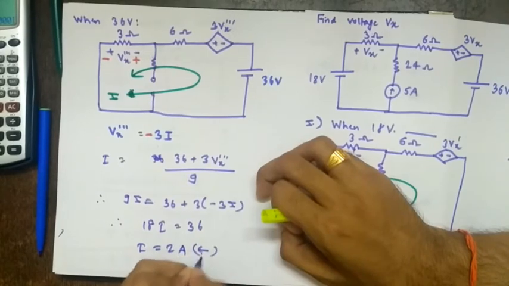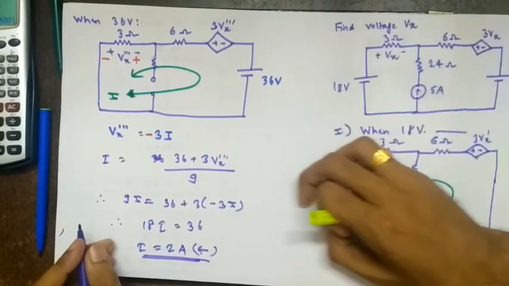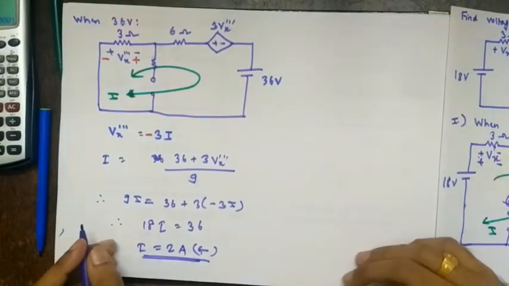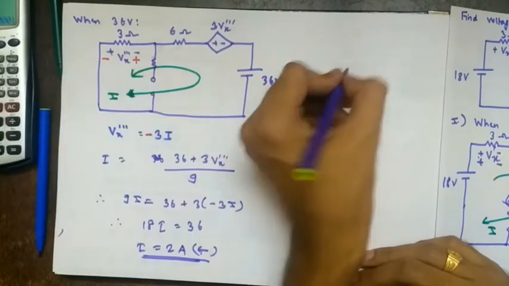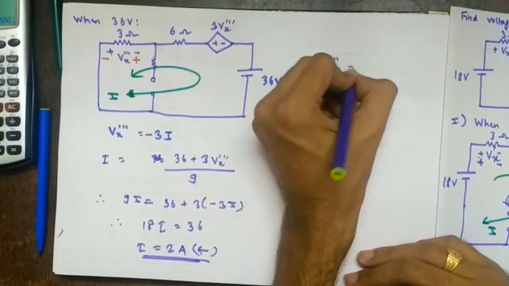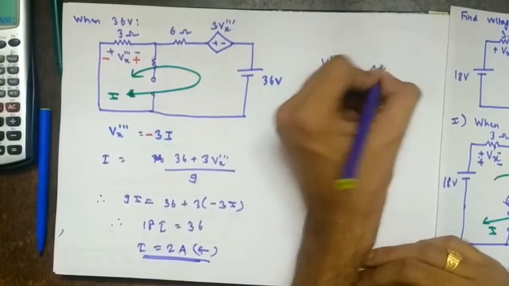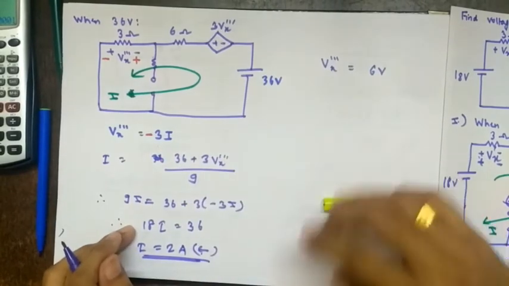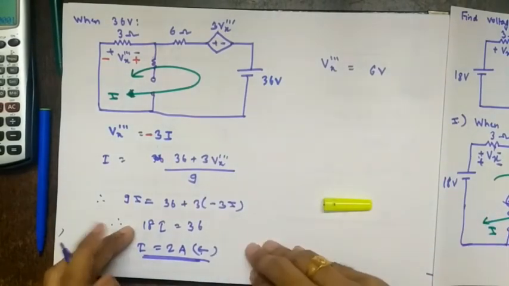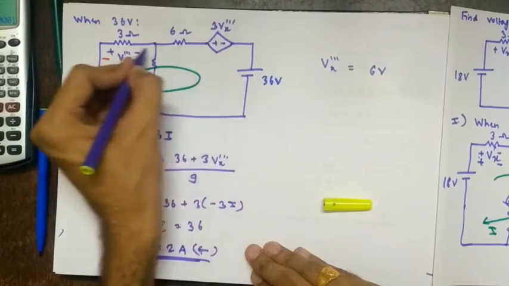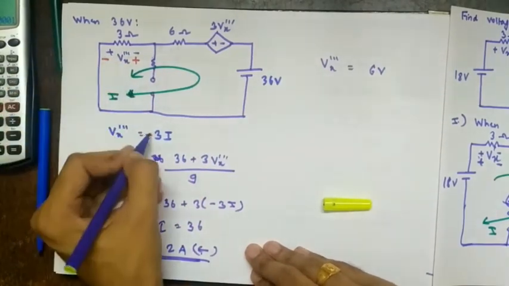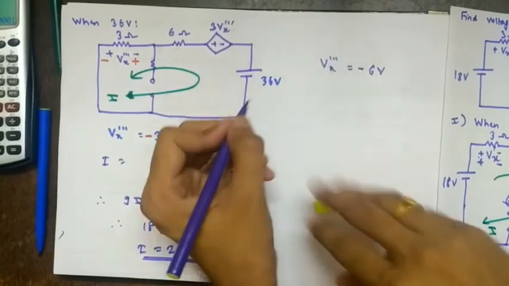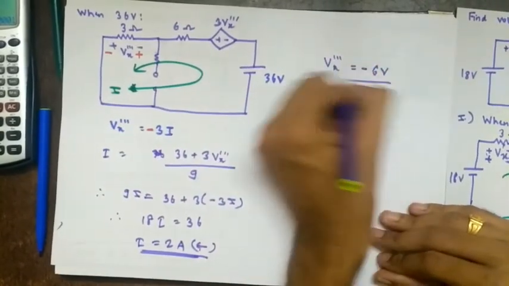So I can say towards left. So what is Vx triple prime? We are getting the direction as positive, right? So Vx triple prime equal to 6 volts. Now we have to check whether it is plus 6 or minus 6, right? So we are getting current flowing plus minus like this, but they have given it in the opposite way. So this minus we have to take. So Vx triple prime is minus 6 volts.